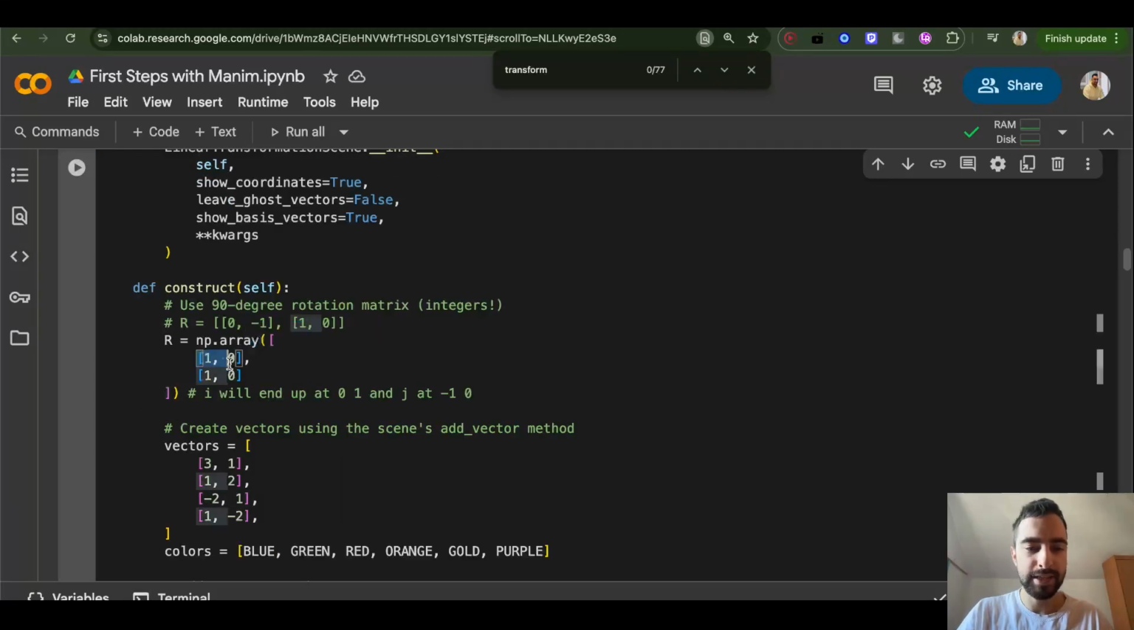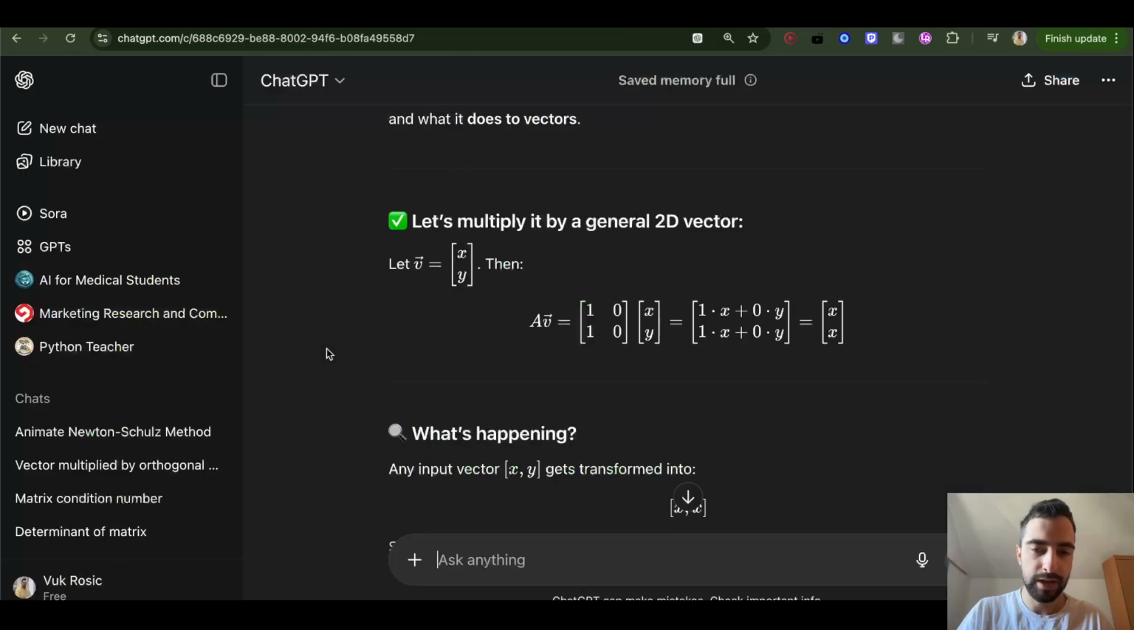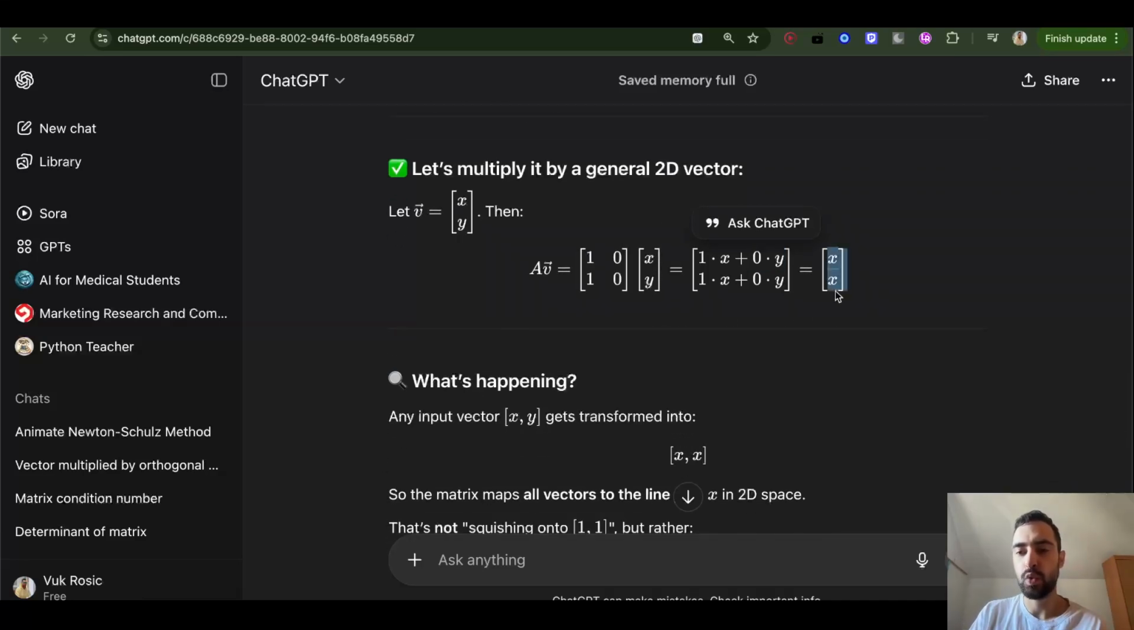So why is it in this case? It's because if you have a vector x, y and you multiply with this matrix, you basically lose the y-coordinate completely, and both of the coordinates become x. So in this case, you lose one dimension, and there is no way for you to know how to get it back, because whatever y is, it will always be multiplied by 0. So there is no way to reverse it. You don't know where it came from.